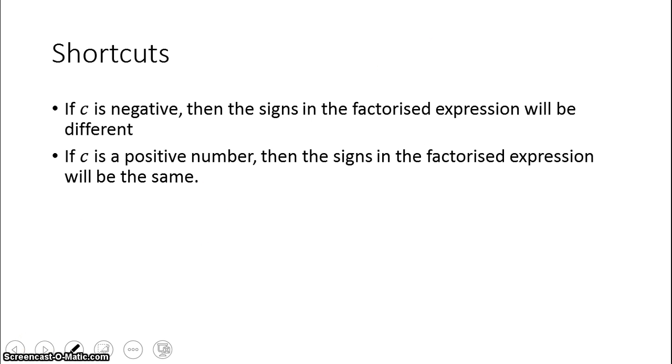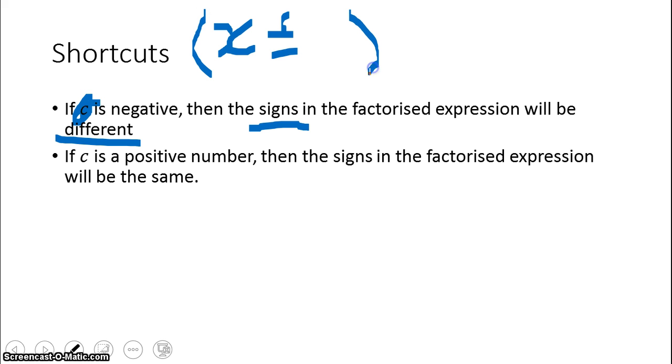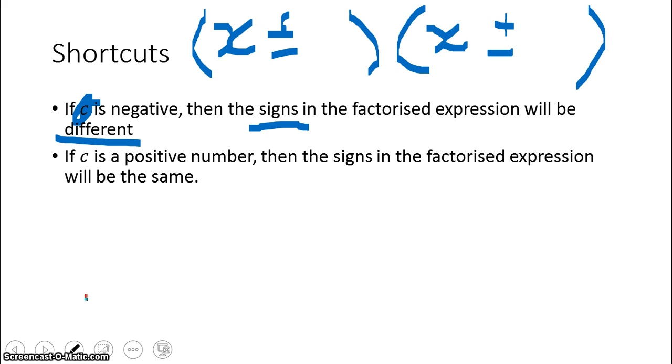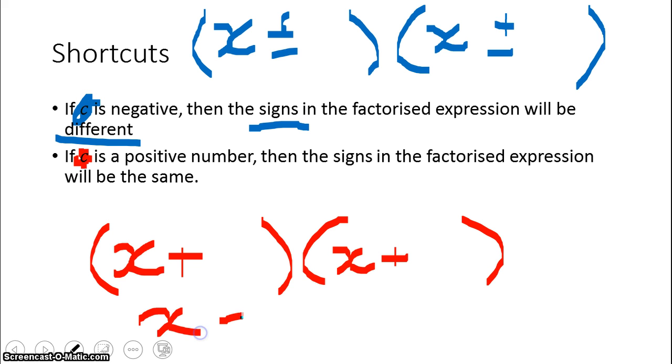So there's a couple of quick shortcuts. If our c, our last term, is negative, then we know that the signs are going to be different. One's going to be positive, one's going to be negative in our x plus minus whatever, x plus minus whatever. Or if c is a positive number, they're both going to be the same. So you could have x plus something, or you could have x minus something, x minus something. Either one.